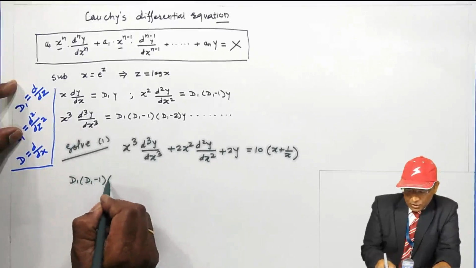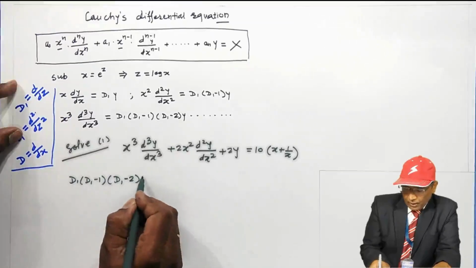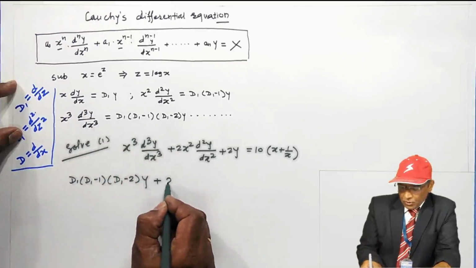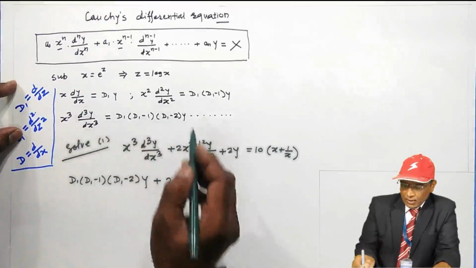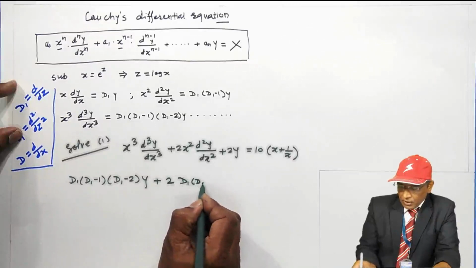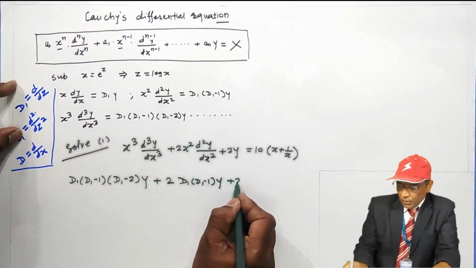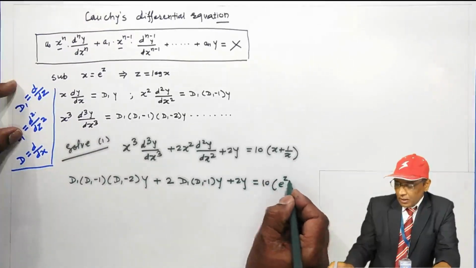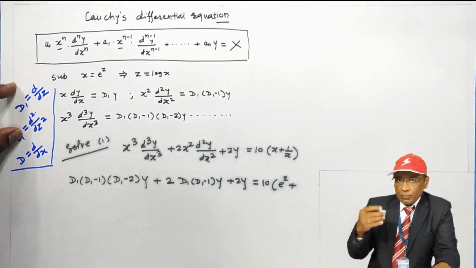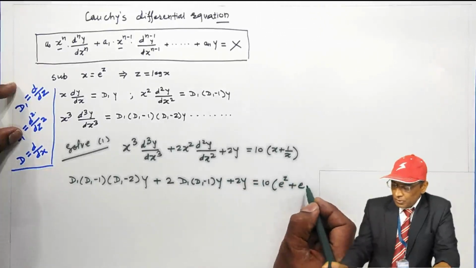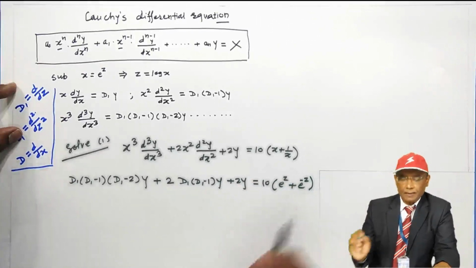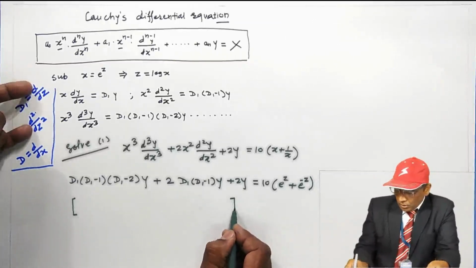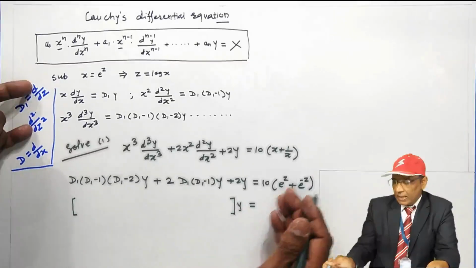D1 (D1 minus 1) (D1 minus 2) y, plus 2 times x square d2y by dx square, which is D1 (D1 minus 1) y, plus 2y equals 10 times (e to the power z plus 1 by e to the power z, meaning e raised to minus z), directly written. Take y common throughout; the right hand side is as it is.